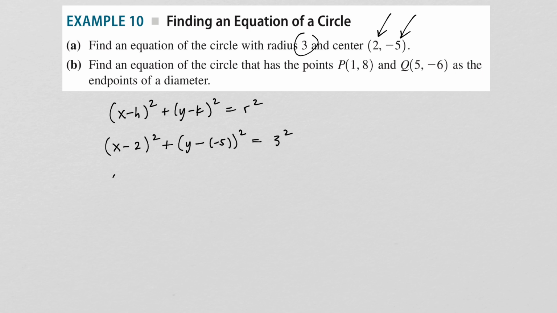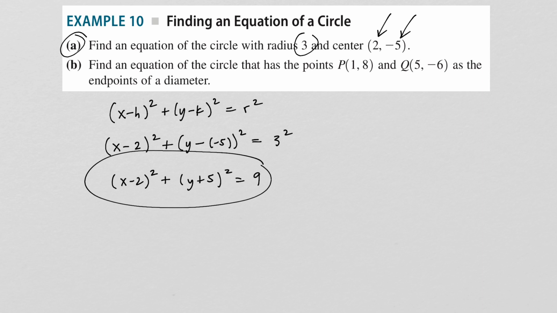Now, we shouldn't leave it like this. We should clean it up. So we have (x minus 2) squared plus (y plus 5) squared is equal to 9. And this is the equation of the circle for part A.